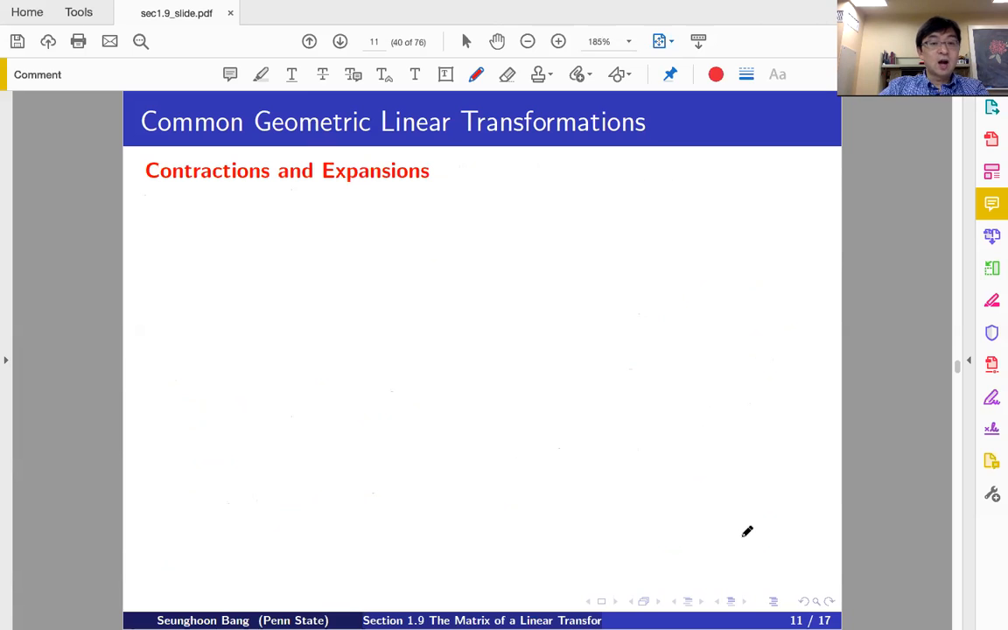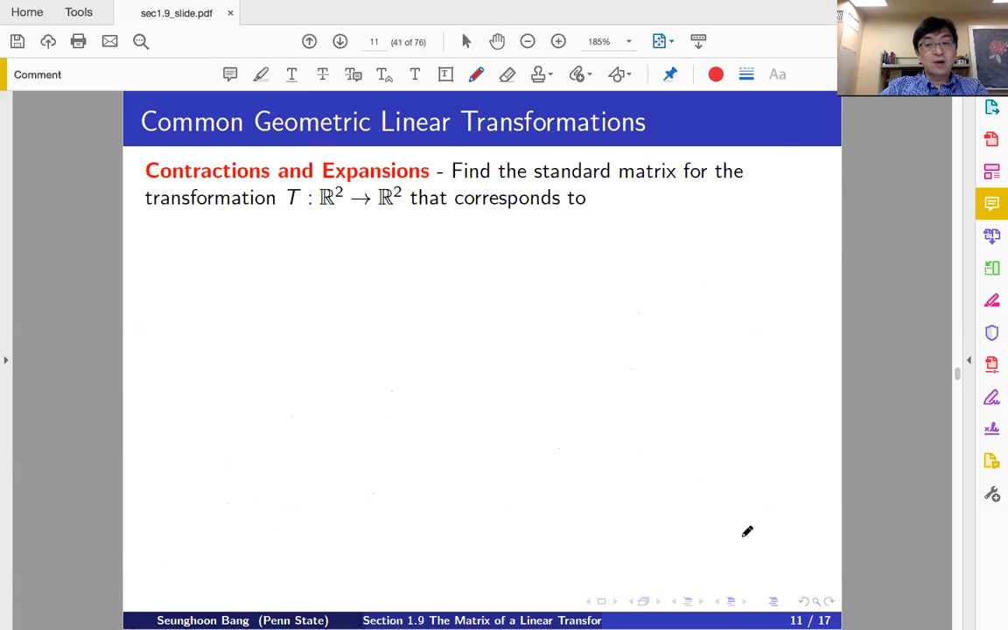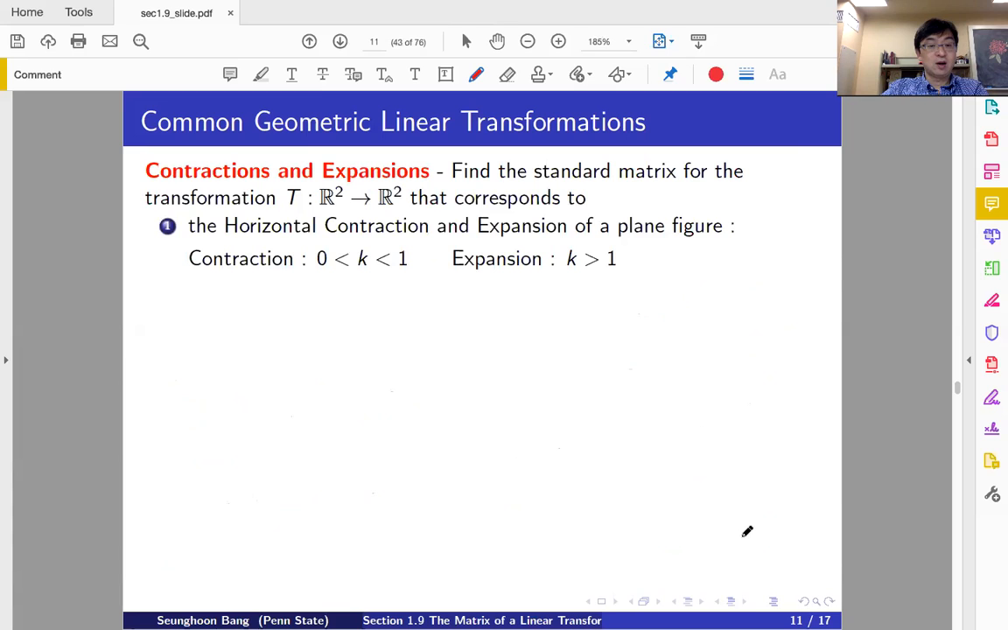The next, contraction and expansion. Find the standard matrix for the transformation T from R2 to R2 that corresponds to the horizontal contraction or expansion. So how can you do that? Here, for contraction, K is between 0 and 1. For expansion, K is greater than 1. We have the same answer: K, 0, 0, 1. How can you find this kind of result?